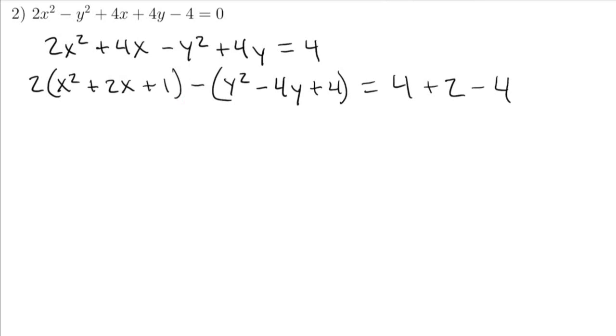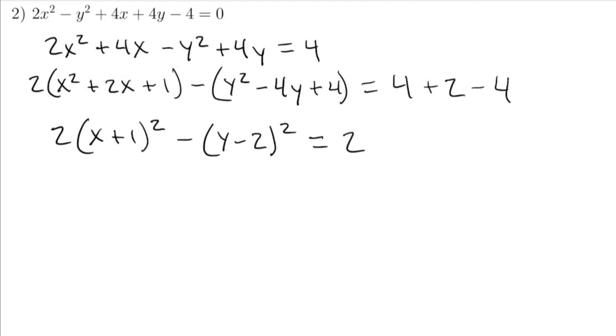Now when I factor this, it becomes 2 times (x plus 1) squared minus (y minus 2) squared equals 4 minus 4, those cancel, so we're just left with 2. And now I can just simply divide both sides of the equation by 2. So if I divide both sides by 2, this gets divided by 2, those cancel. This gets divided by 2, this gets divided by 2. And the reason I did that is because I need this right-hand side to be 1, right? So I just divide by whatever this right-hand number is.